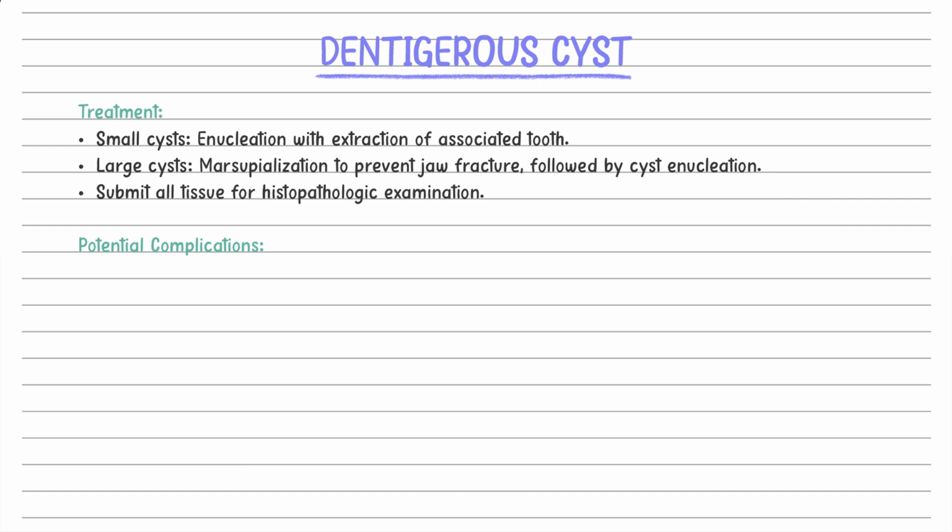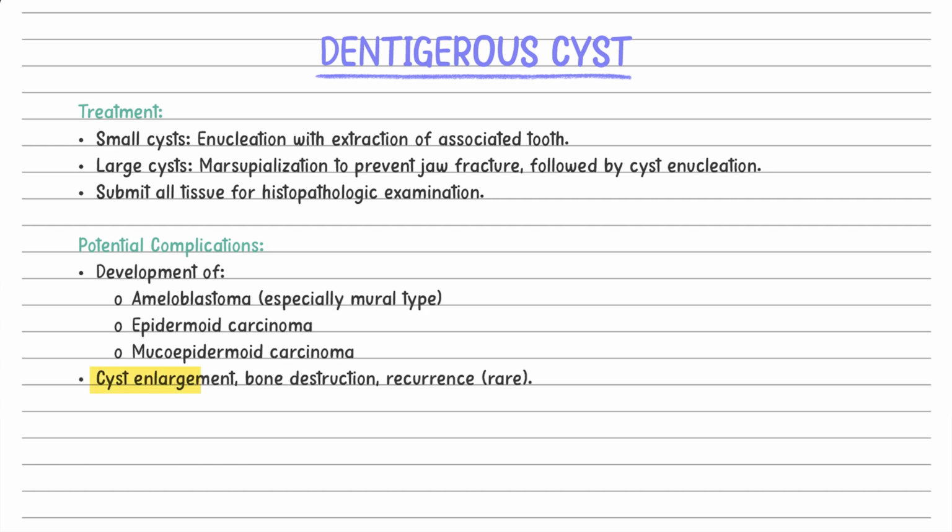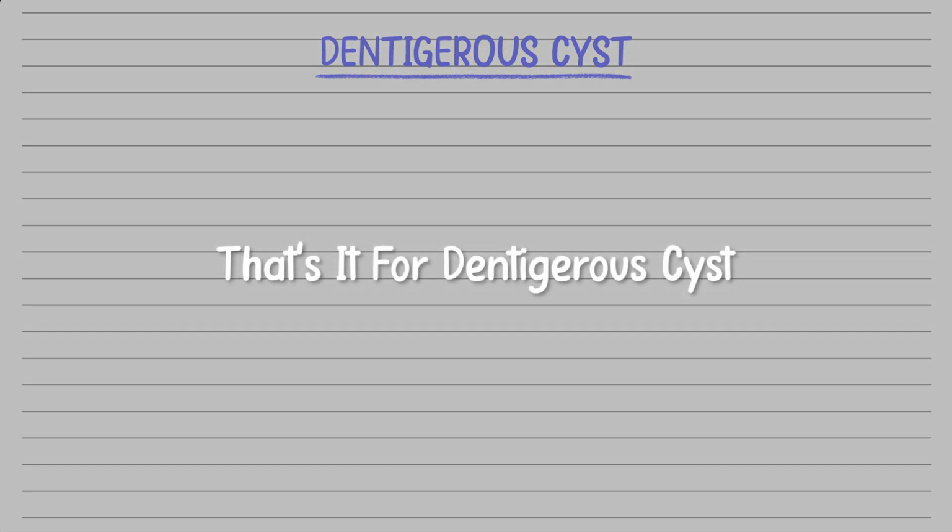Complications include cyst enlargement, bone destruction, and rarely recurrence. There is a small risk of neoplastic transformation into ameloblastoma, epidermoid carcinoma, or mucoepidermoid carcinoma. And that's it for dentigerous cyst.